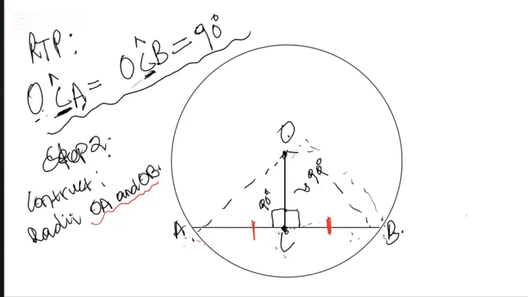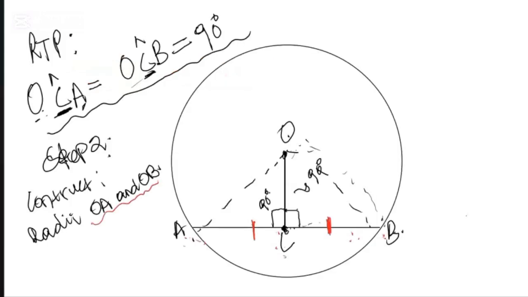So you're going to write AC is equal to BC. And what is the reason? It is given. We were given that AC is equal to BC. So now we go back again to what is already there. OA is equal to OB. We can see that because we have constructed the radii, and the radii of the same circle are always equal in length.